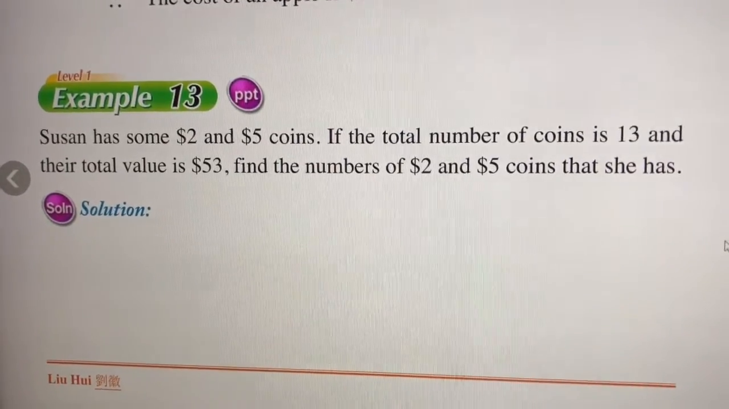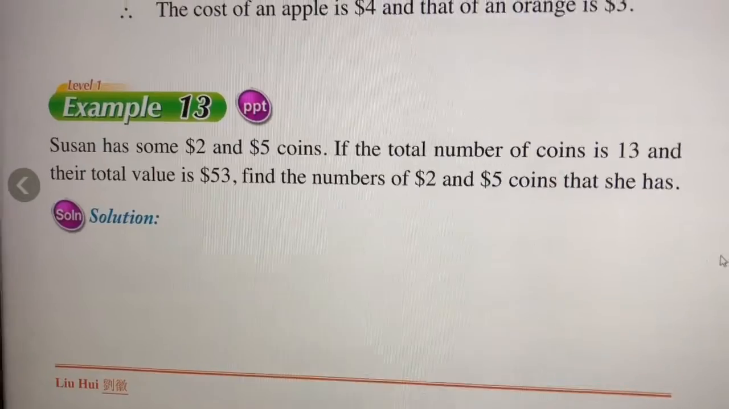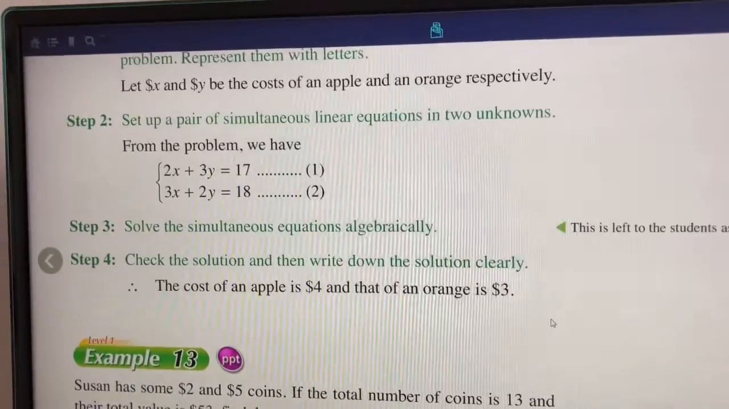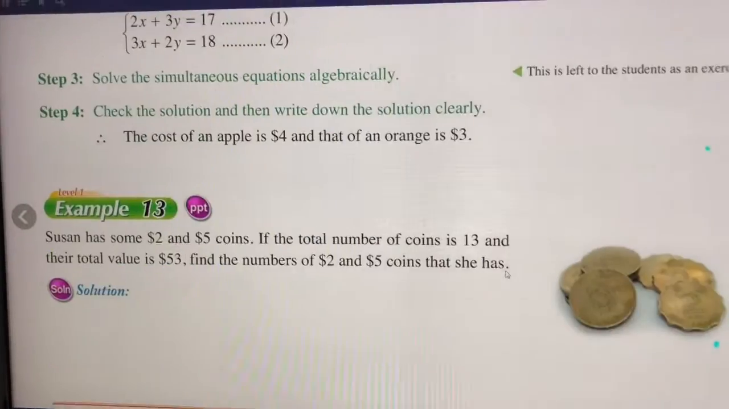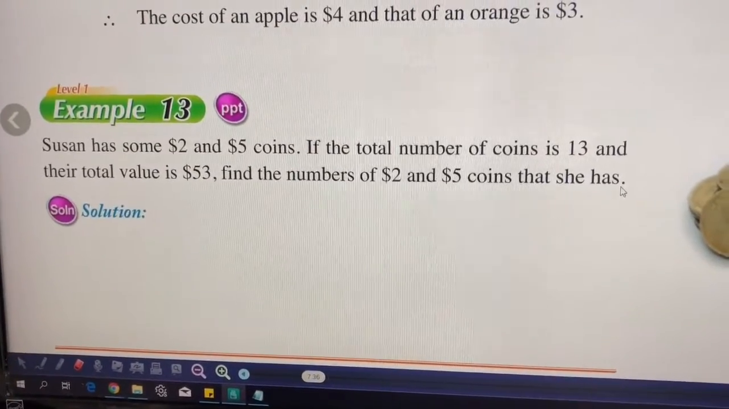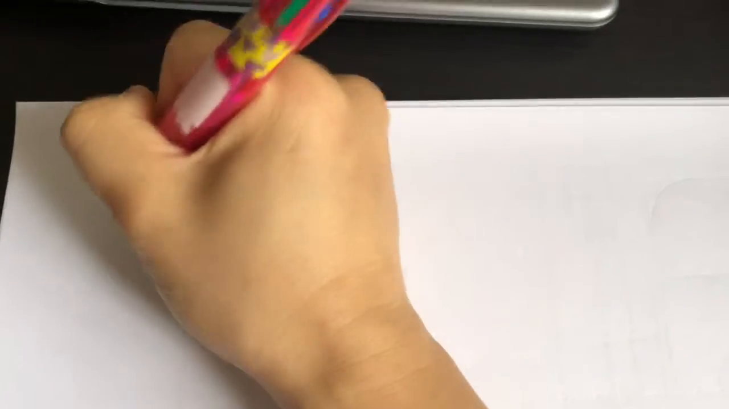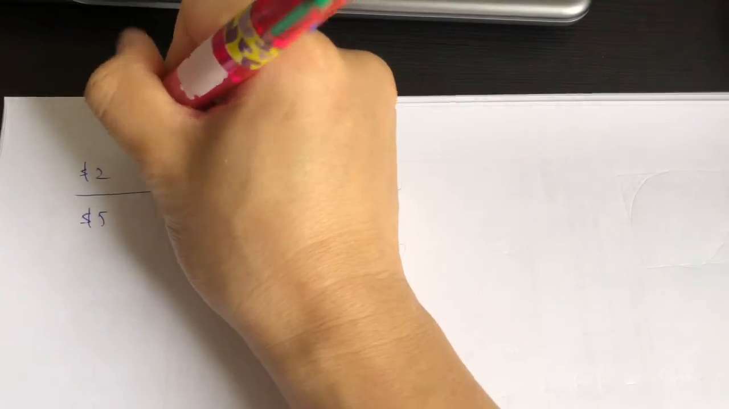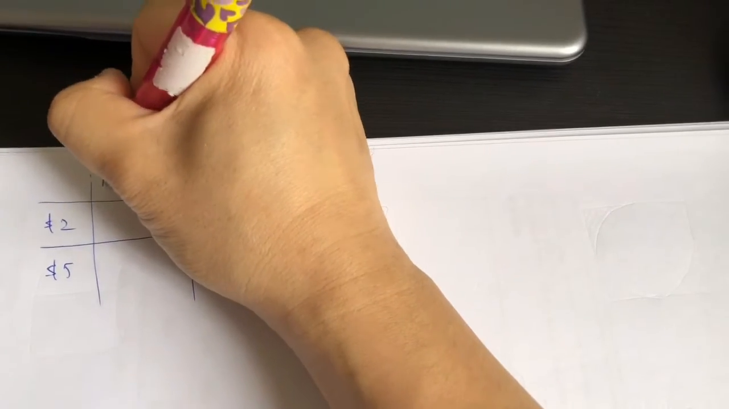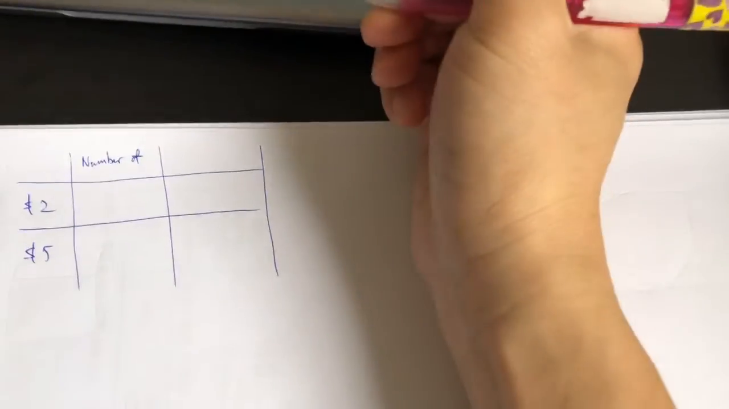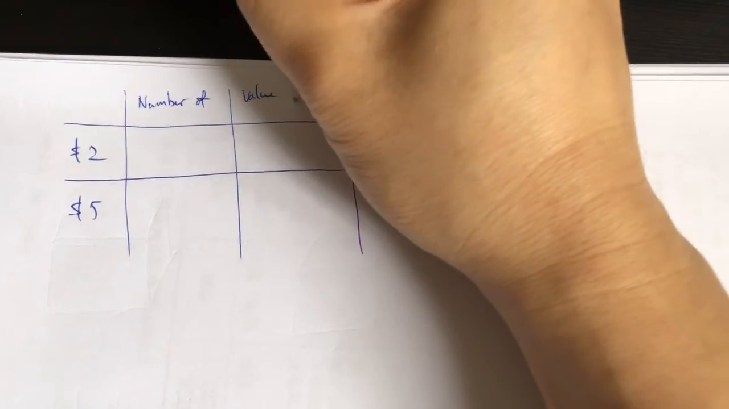From the coins, before we apply the steps to solve this type of problem, I suggest that first of all you analyze and understand the question. So I would like to do the question like this, because we are considering $2 coins and $5 coins, and we know that there are two different properties of them. One is the number of coins, and one is the value of the coins.